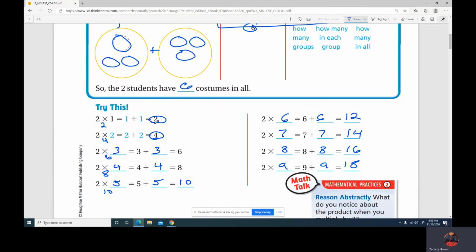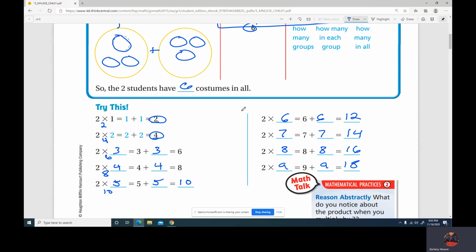Like our skip counting game. 2, 4, 6, 8, 10, 12, 14, 16, 18. That's the pattern they want you to see. And they want you to understand that if you multiply any number by 2, it's just doubling the number.